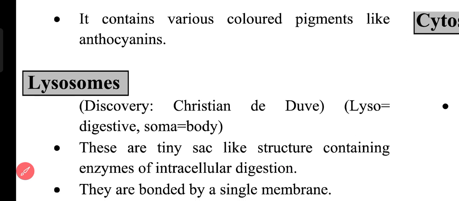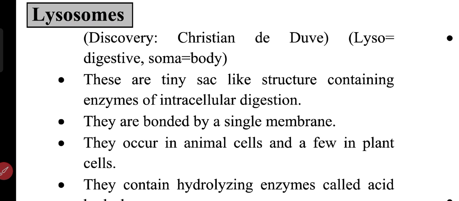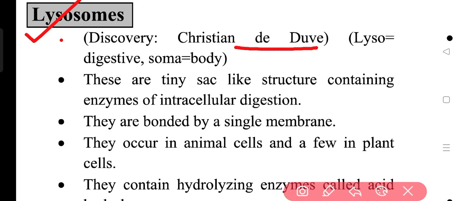Okay. After that, we'll start another cell organelle, that is the lysosome. Very important, look at this carefully. Next cell organelle, lysosome. First point, it was discovered by Christian de Duve. Remember this, the scientist named Christian de Duve discovered the lysosome. The word lysosome is broken into two parts: lyso means digestive, soma means body. That means lysosome is the cell organelle which means digestive body.